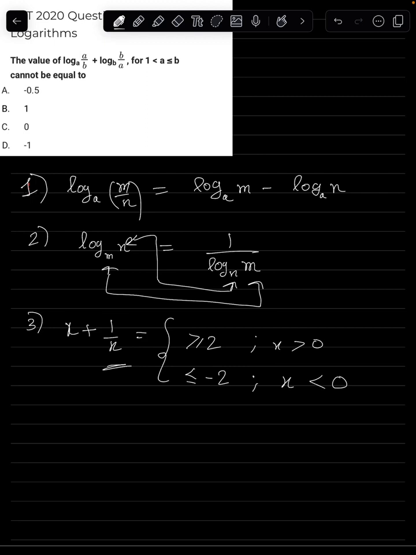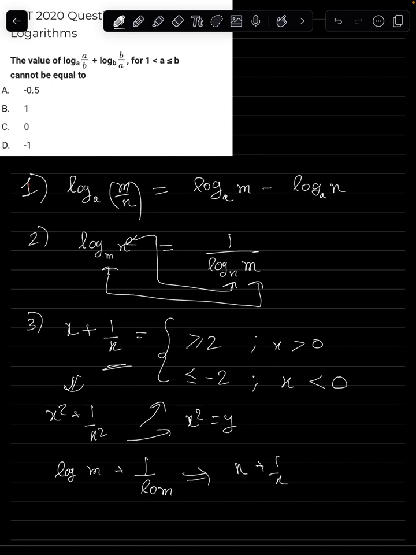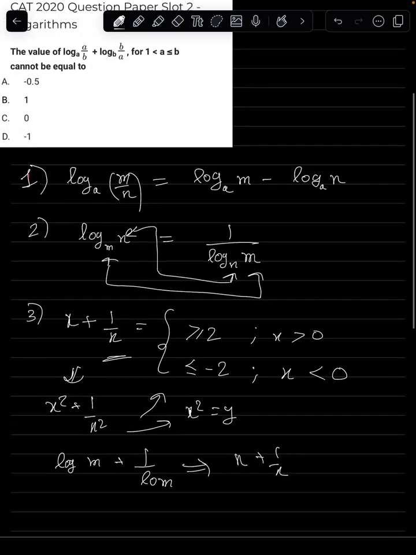Even if we take this as x square plus 1 by x square, this will remain the same, because we can say that let x square be equal to y. Similarly, if it is log m plus 1 by log m, we will assume that log m is x, so it will again become x plus 1 by x. So let's start the question.